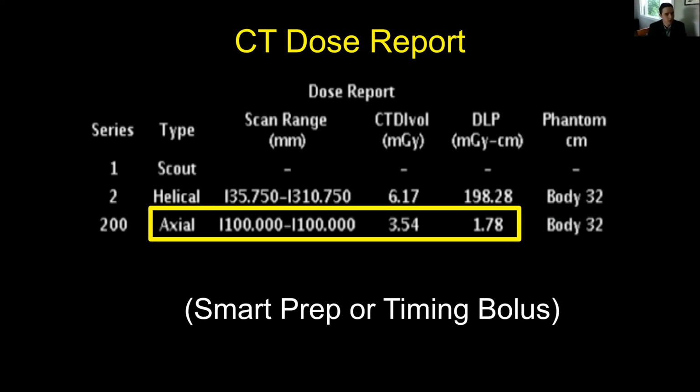So if you're looking to cut corners on your CT dose, don't do it with your smart prep or timing bolus. That's a pretty small dose, and getting your timing right is really good because you certainly don't want to have to repeat your scan.